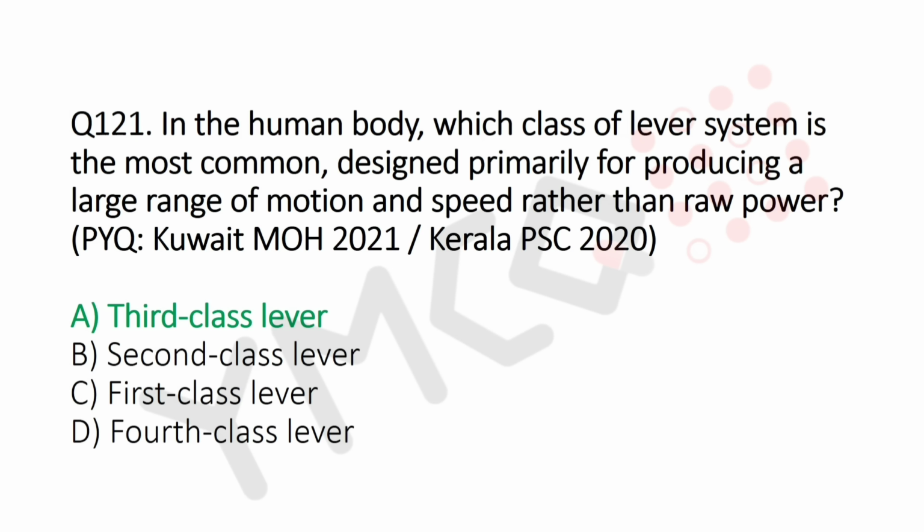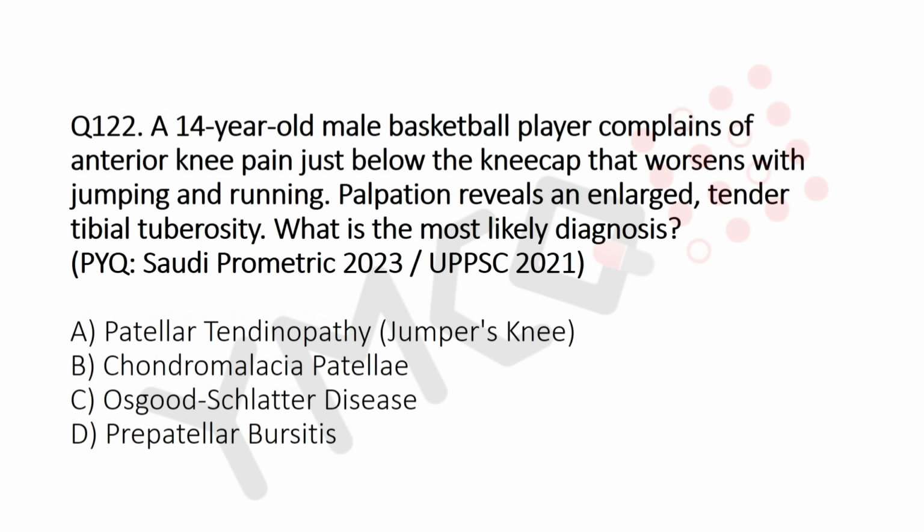Now let's move to question number 122. A 14-year-old male basketball player complains of anterior knee pain just below the kneecap that worsens with jumping and running. Palpation reveals an enlarged, tender tibial tuberosity. What is the most likely diagnosis? Option A, patellar tendinopathy. Option B, chondromalacia patellae. Option C, Osgood-Schlatter disease. Option D, prepatellar bursitis.